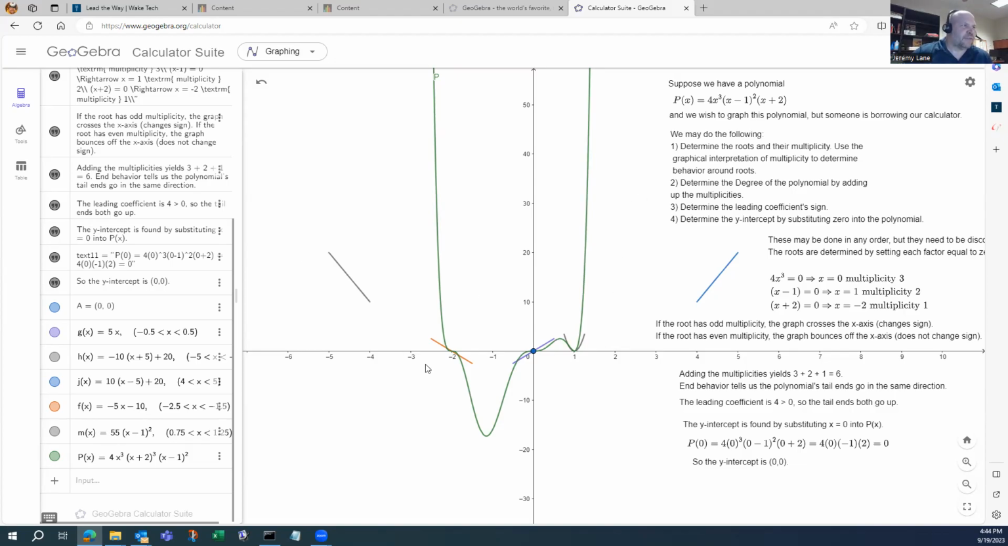So these little guidelines here tell us just how to roughly sketch the graph of the polynomial. A more accurate depiction can always be obtained if you supply more information. But this is how you can roughly sketch the graph of polynomials, knowing just the multiplicity, the degree, the leading coefficient sign, and the y-intercept.